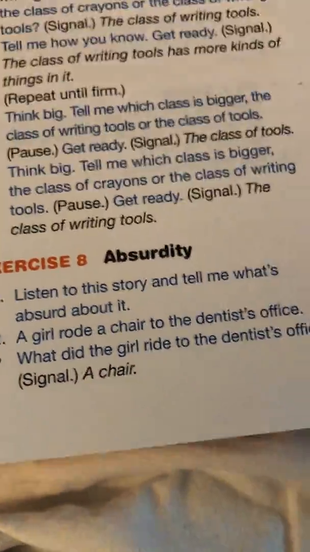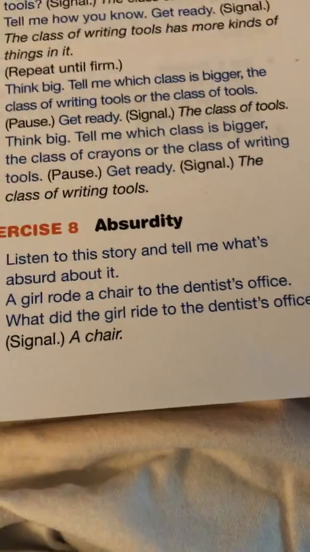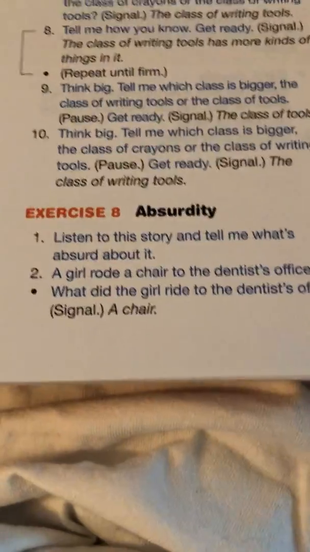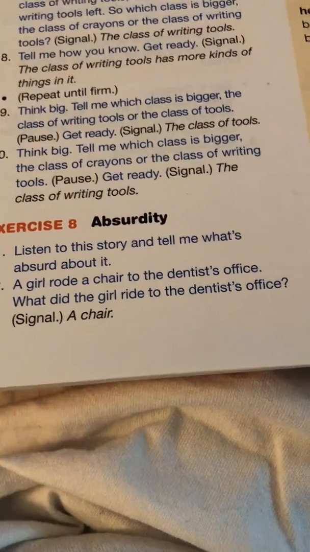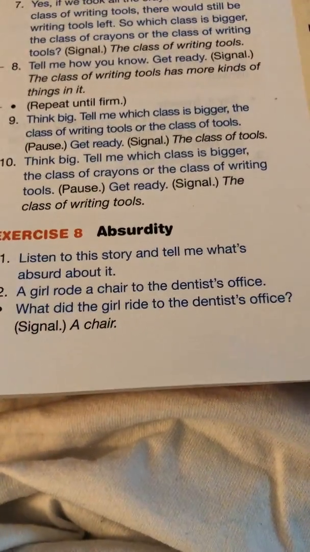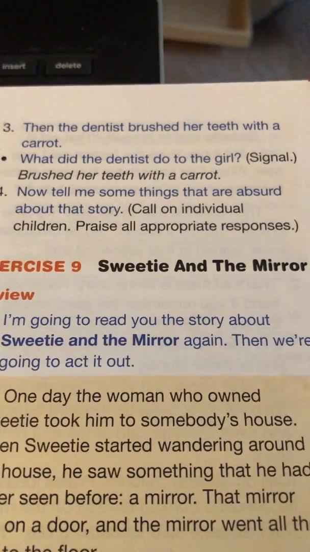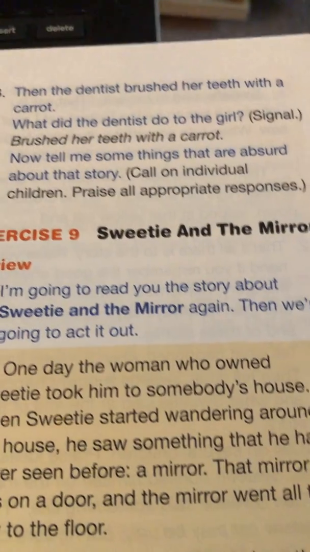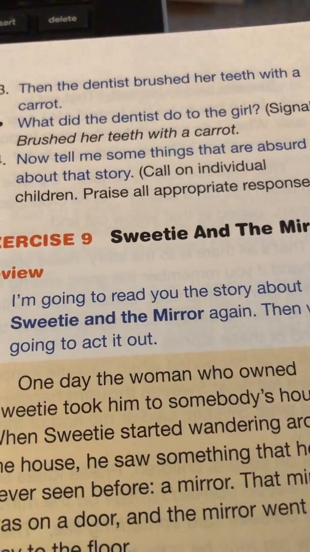Absurdity. When we think of things that are absurd, they are what? Crazy or very, very silly. So listen to this story and tell me what's absurd about it. Listen. A girl rode a chair to the dentist's office. What did the girl ride to the dentist's office? Then the dentist brushed her teeth with a carrot. What did the dentist do to the girl? Now tell me some things that are absurd about my story.